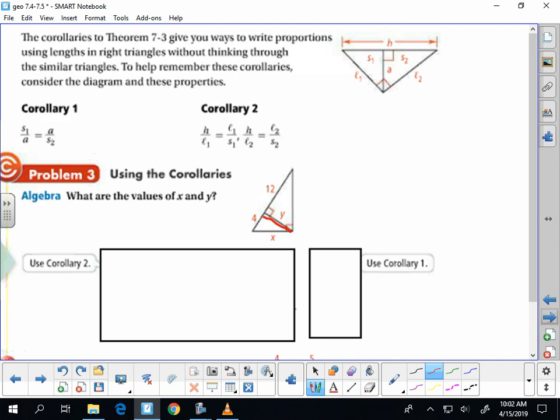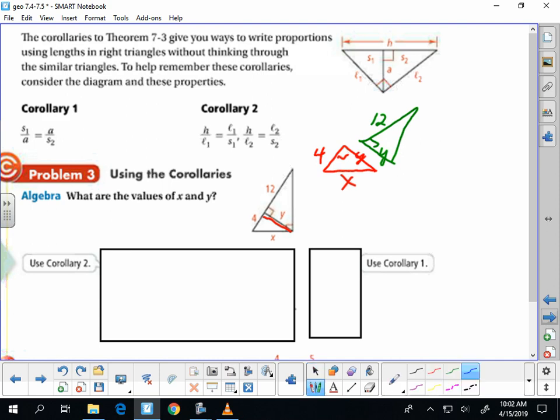So I'm going to redraw my triangle. Here's my little triangle. This is a 4 and an X, right? The medium triangle, that's a really bad right triangle, but this is 12 and Y. This is Y here too, isn't it? In the small triangle, we have a Y here.